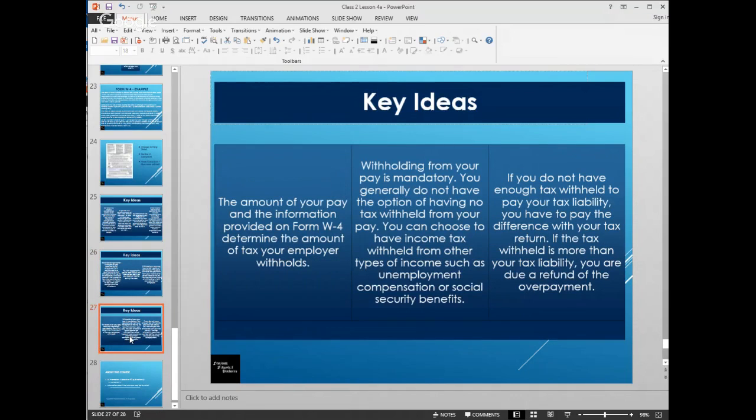The amount of your pay and the information that you provide on the W-4 would determine the amount that the employer withholds. Withholding is mandatory in some instances, and if you don't have enough tax withheld to pay your tax liability, you will end up with a tax bill at the end of the year. So checking those W-4s and whether people are having their withholdings handled as if they are single or married, and how many exemptions they are claiming, all of that is going to go into what money is being put into the tax system throughout the year.